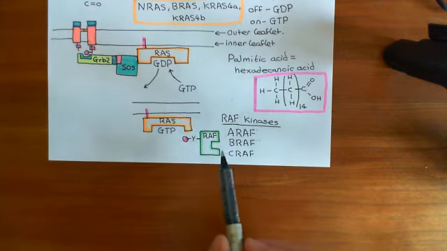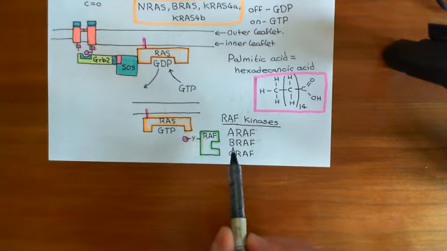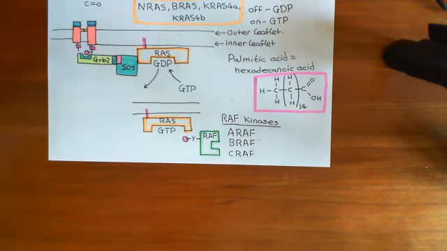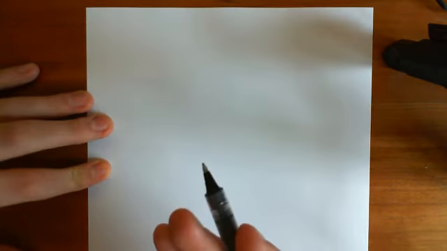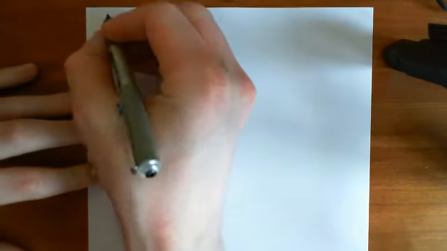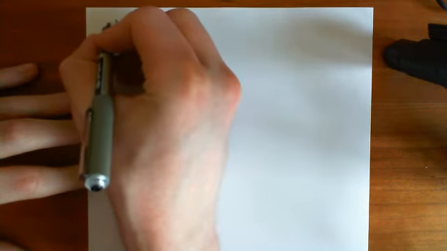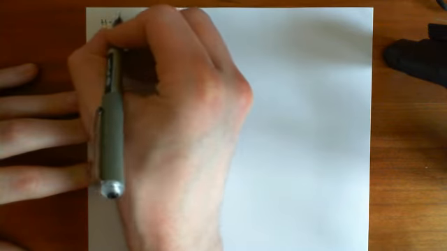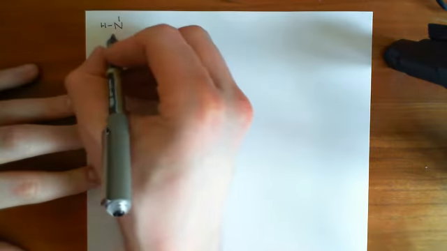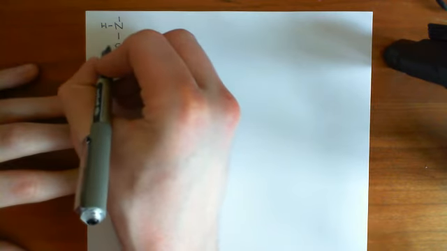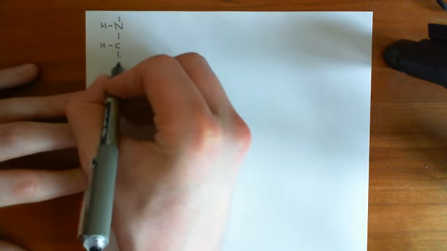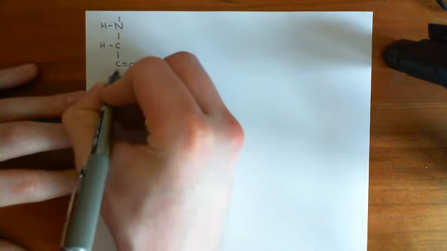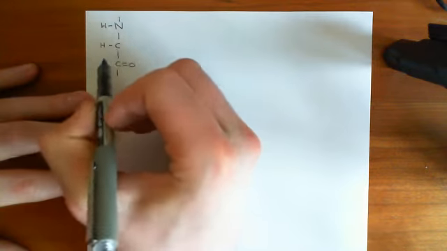Now, RAF kinases are serine-threonine kinases, so I want to explain to you what that means. Let me show you the structure of a serine residue and a threonine residue. We've talked about tyrosine phosphorylation, but we haven't talked about serine and threonine phosphorylation. Serine and threonine are other amino acids which you can have within proteins. I'll draw once again their residue structure. So here's the amino group, here's the alpha carbon with a hydrogen coming off it, and here's the carboxylic acid group. And again, I've drawn it as though it's within a polypeptide.